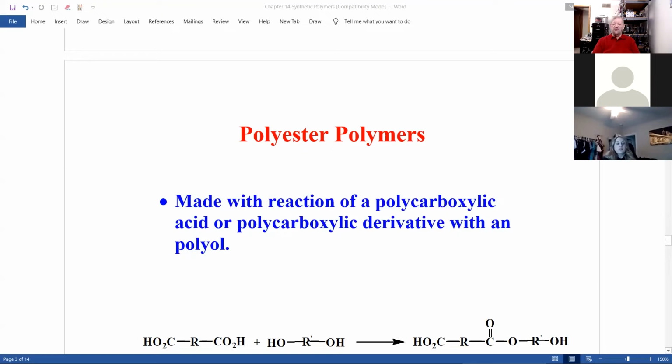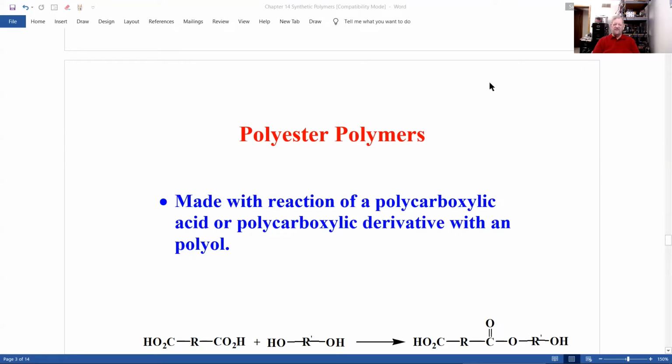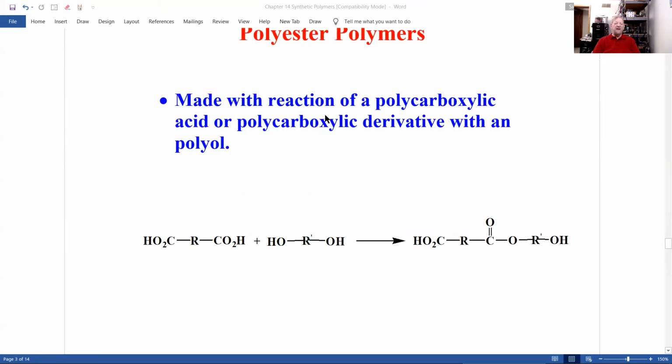Now, let me do a quick review. Polyester is made with a reaction of a polycarboxylic acid or a carboxylic acid derivative with a polyol, poly-many-OL alcohol. And here we have a diacid, diol, and you form an ester here. Remember, you learned this, and again, I promise no new general reactions. For test 3, hopefully you'll learn this reaction.